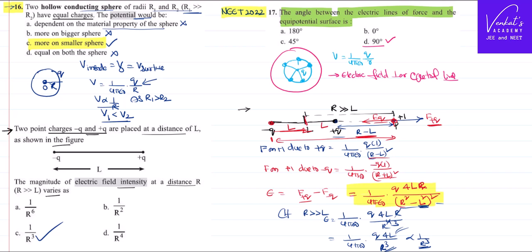Or else we can write this further as 1 by 4 pi epsilon naught q into 2L, where 2L is the distance between these two charges. He has given it as L, but I am doing it in a general format, q into 2L, which is also called electric moment, by R cube. That is the standard derivation.